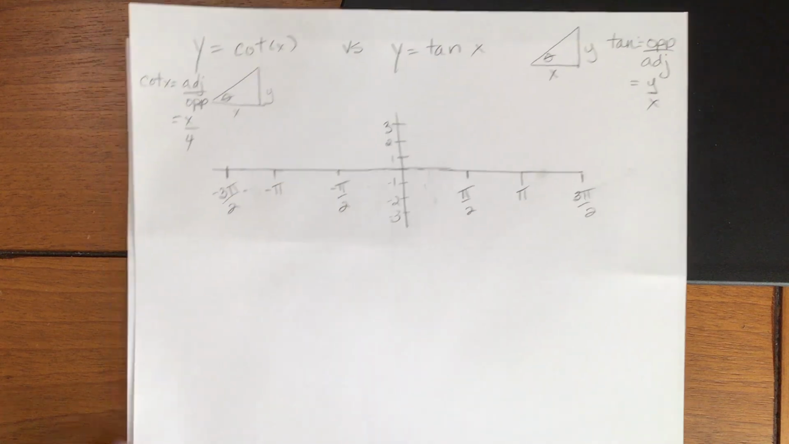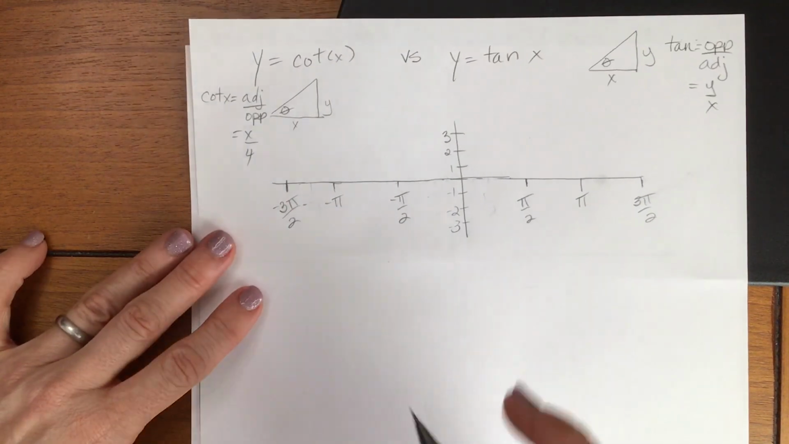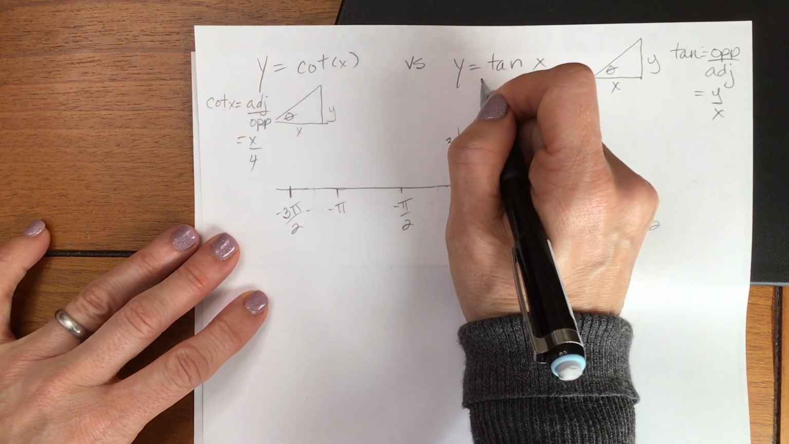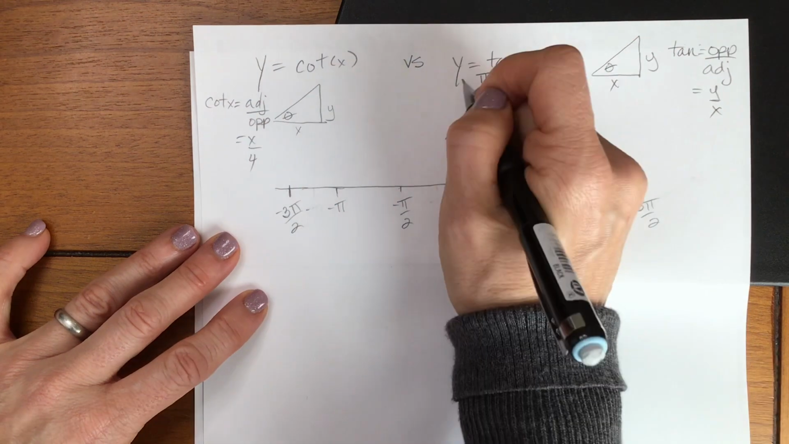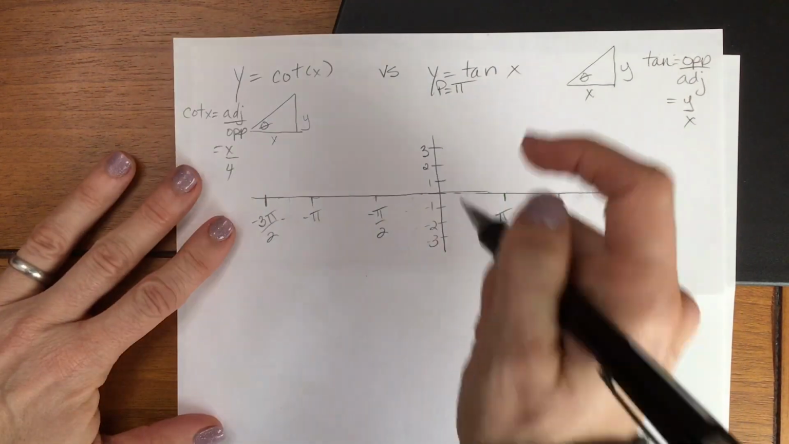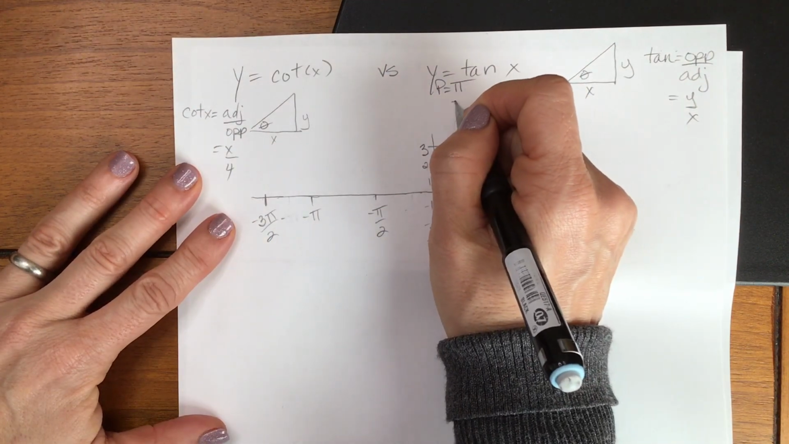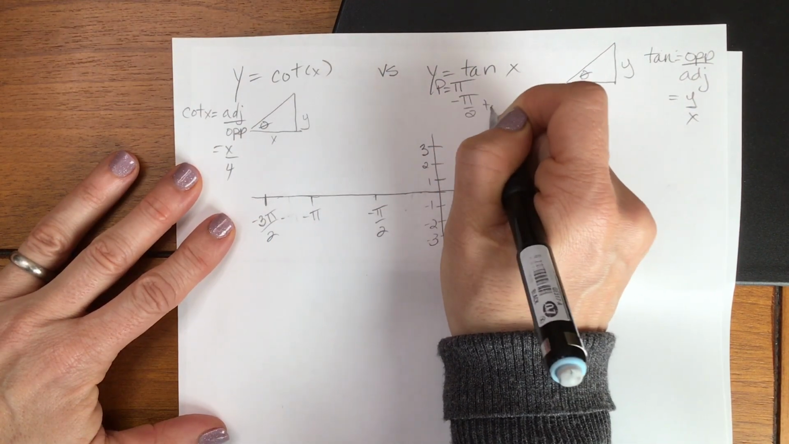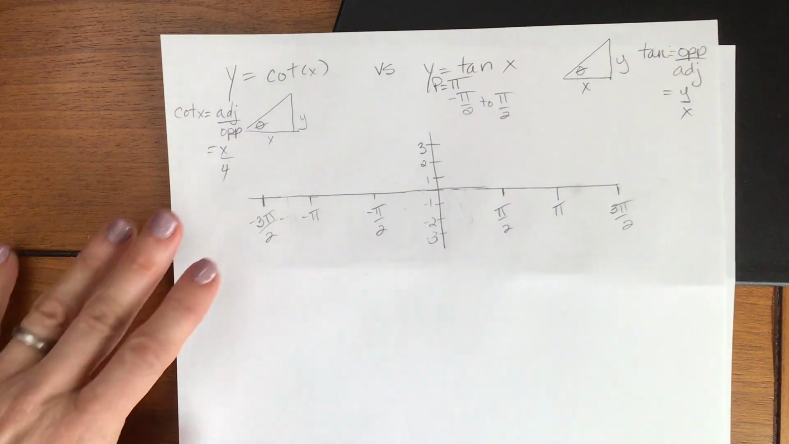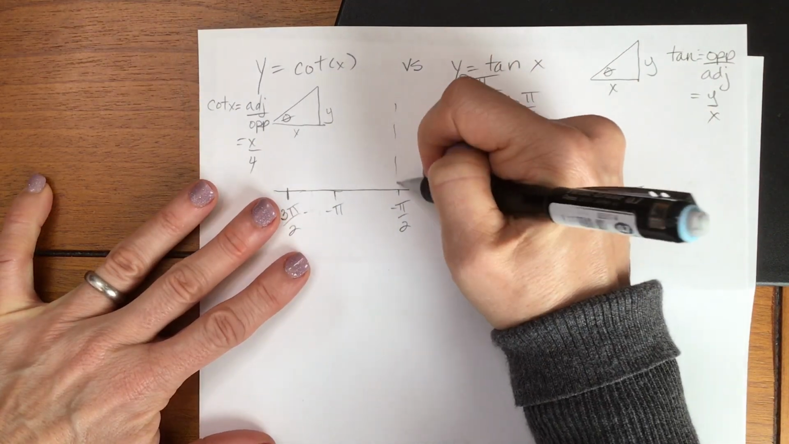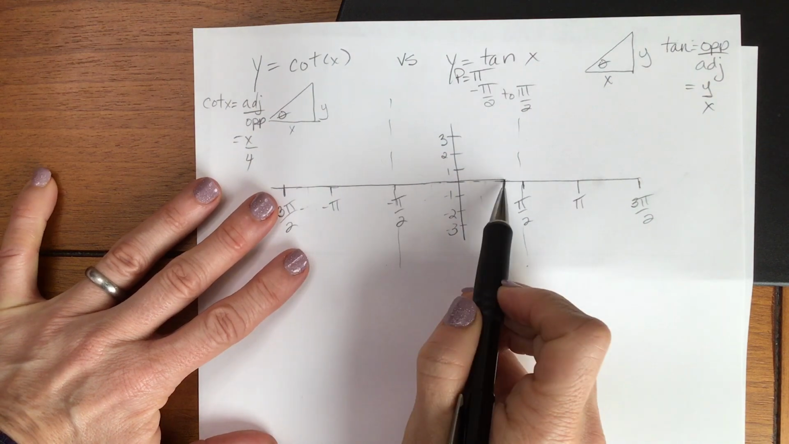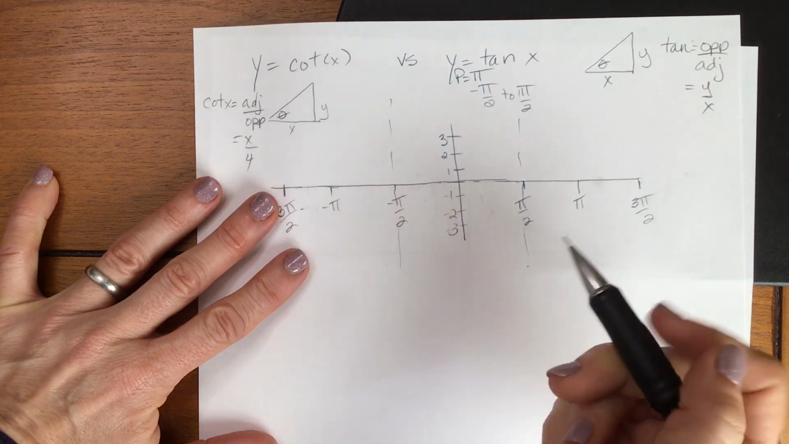So let's talk a little bit about our basic tangent graph, which I will do in pencil. Cotangent will be done in red. We know that our basic tangent graph has a period of pi. And we know that its original asymptotes are negative pi over 2 to pi over 2. And so we would draw those in to show that every pi, I'm going to have asymptotes.